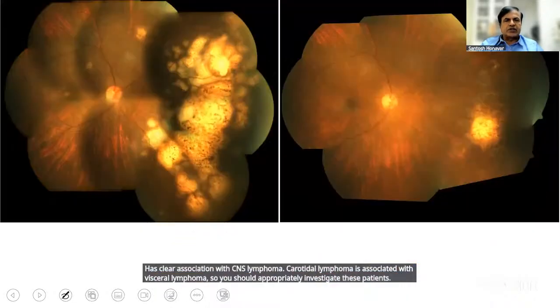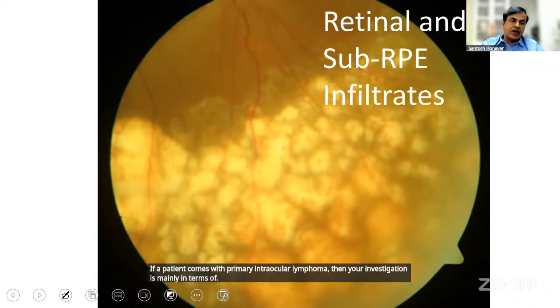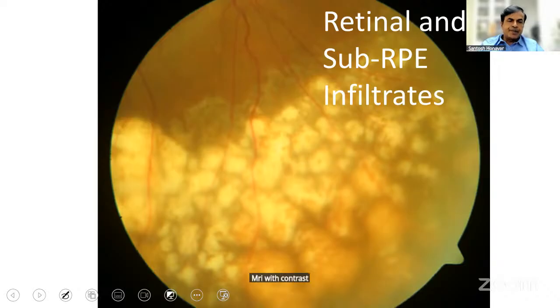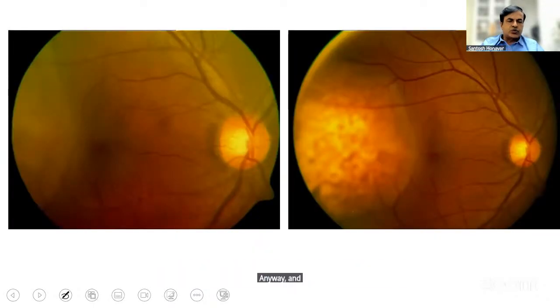If a patient comes with primary intraocular lymphoma, then your investigation is mainly in terms of MRI with contrast, brain, and also cerebrospinal fluid cytology. Whereas if a patient has choroidal lymphoma, then you should get a PET CT scan done anyway, and also do a bone marrow biopsy.